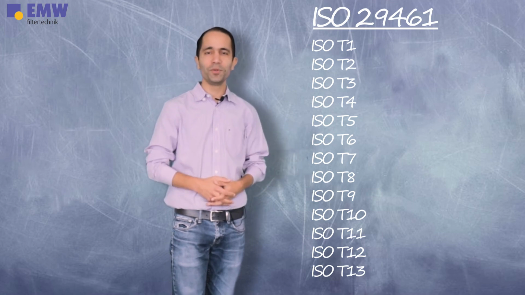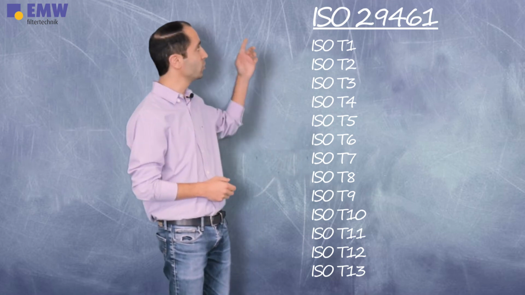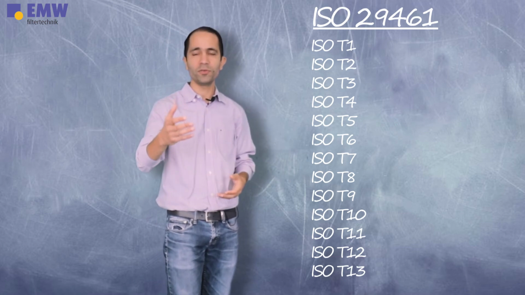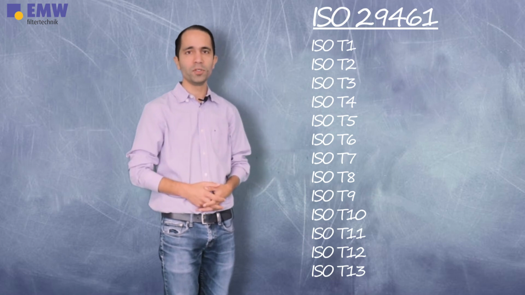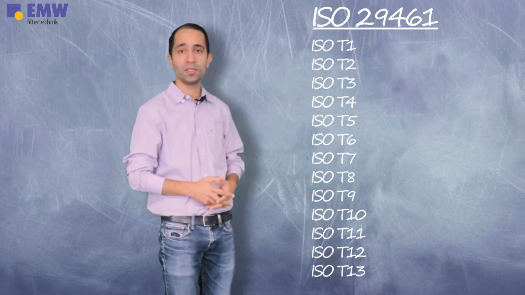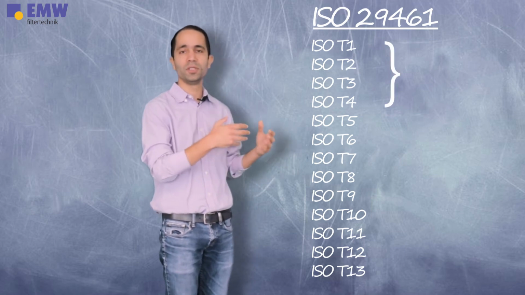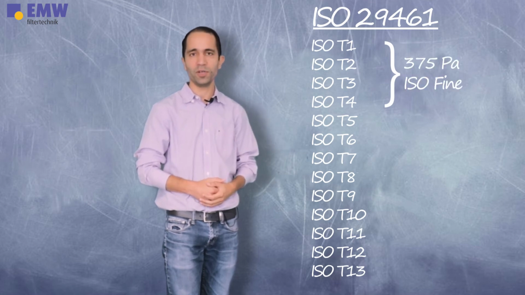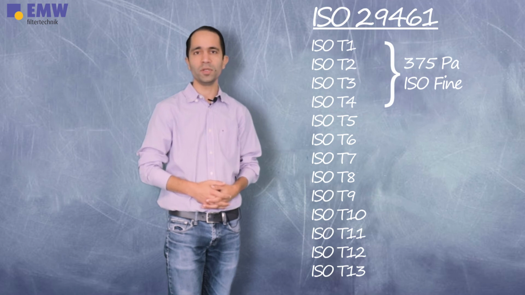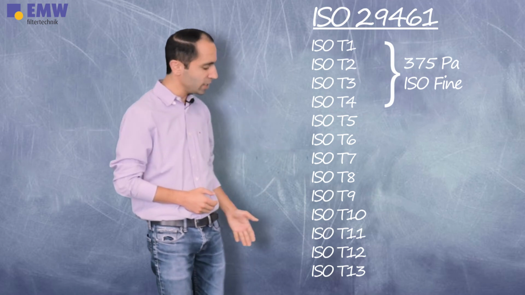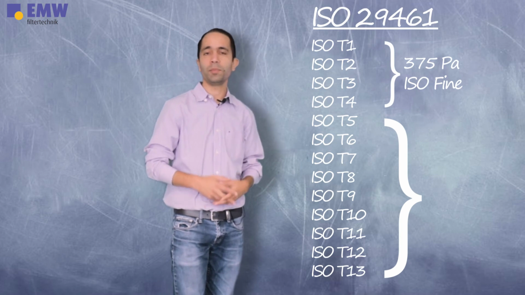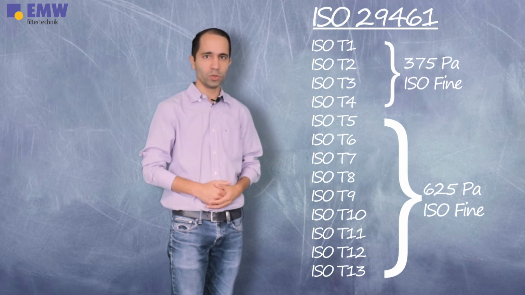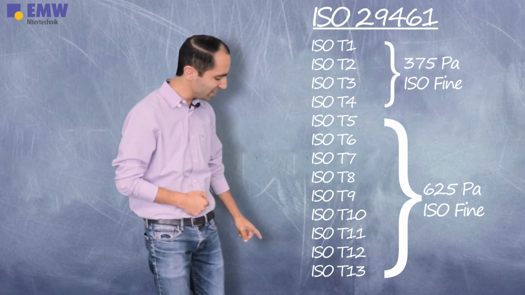So, back from the test lab, you have seen that the test procedure of ISO 29461 is pretty much based on already existing test standards, but there are certain differences which you should be aware of. One difference is the measurement of the dust holding capacity. For the filter classes T1 to T4, we measure the dust holding capacity up to a final pressure drop of 375 Pascal with a test dust called ISO fine. And for all the other filter classes, we measure the dust holding capacity up to a final pressure drop of 625 Pascal.